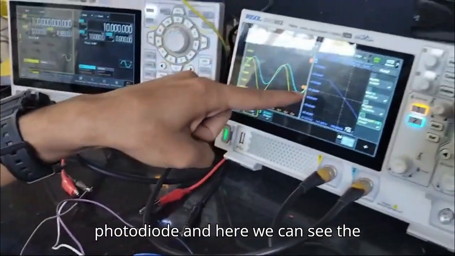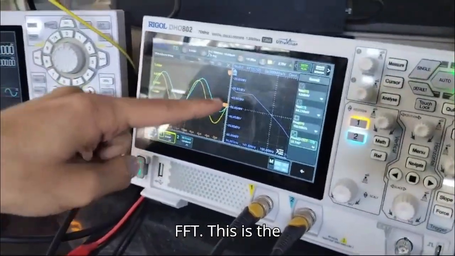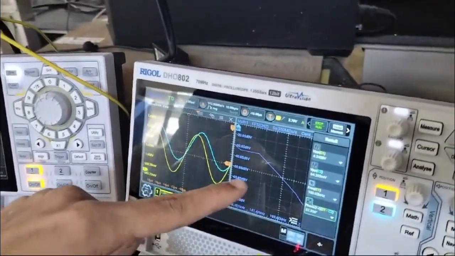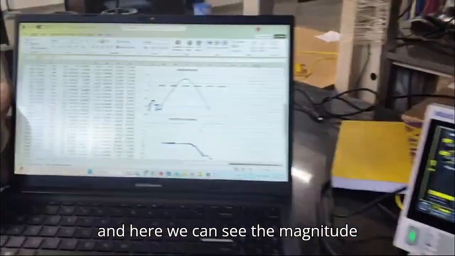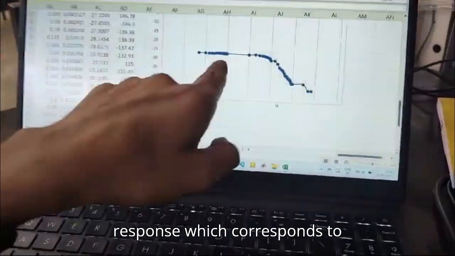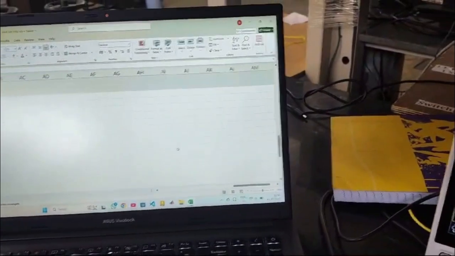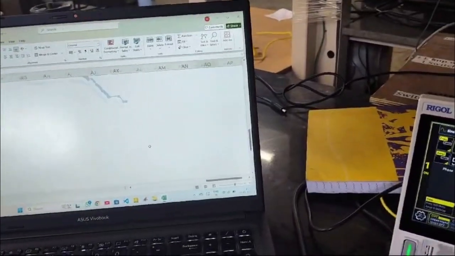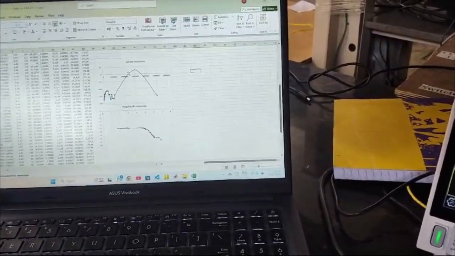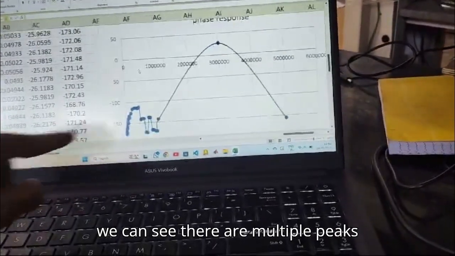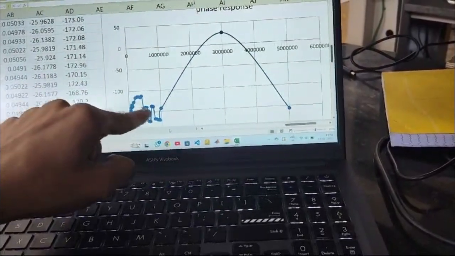And here we can see the FFT, the output signal in the frequency domain. And here we can see the magnitude response, which corresponds to the FFT shown here. And here we can see the phase response, and there are multiple peaks and troughs.